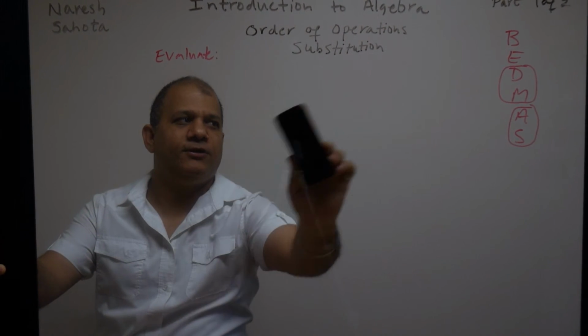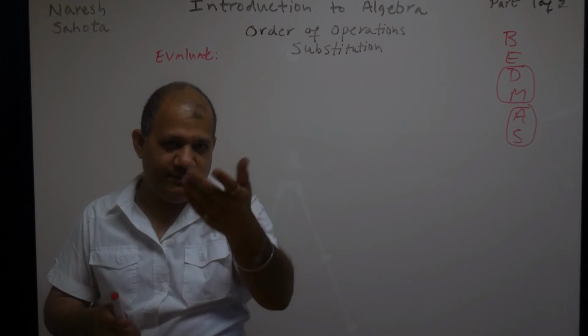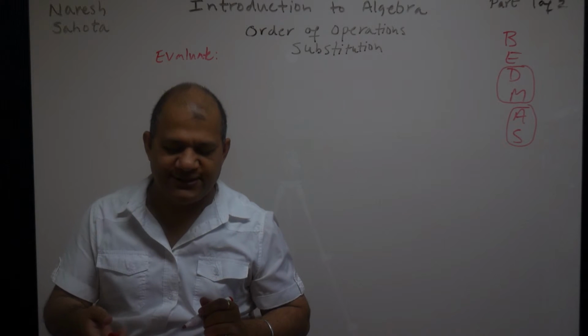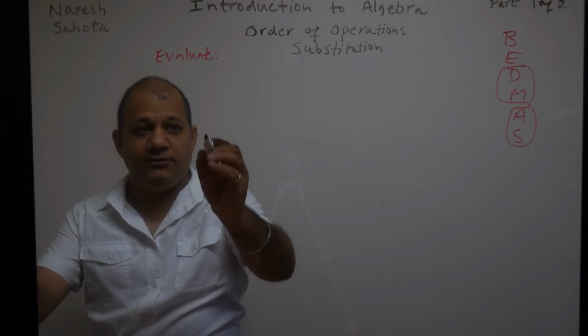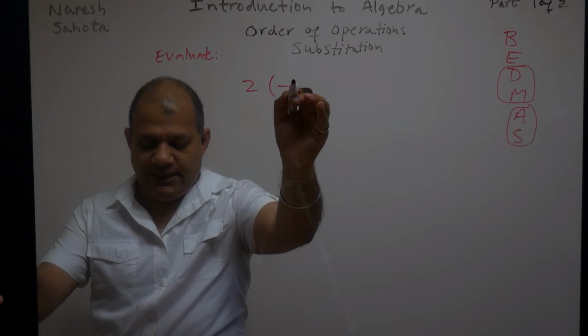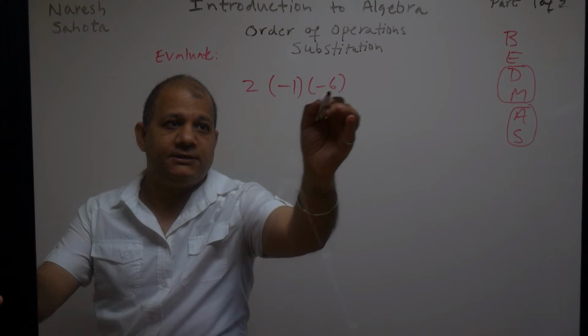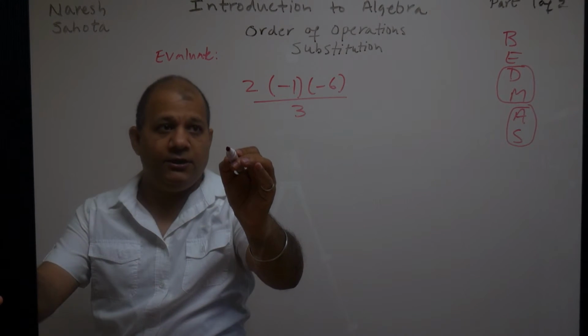So I don't have a lot of room, so that's why I erase. I know you probably want me to leave it on, but to do the next question, I need more room. Okay, so now let's look at something like this. So we have 2 times -1 times -6 all over 3. So how do we do this?